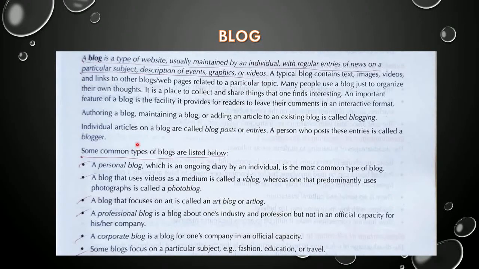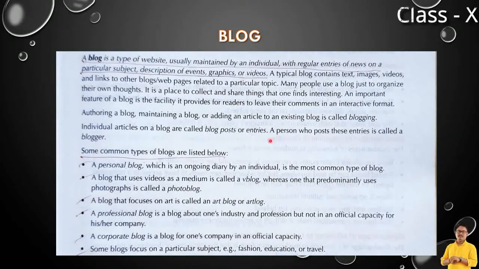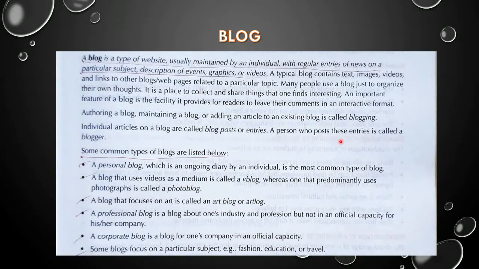When you publish an individual article on a blog, that is called a blog post or entry. The person who posts these entries is called a blogger. Some common types of blog are listed below. The personal blog is an ongoing diary by an individual. It is the most common type of blog which you can see on YouTube.